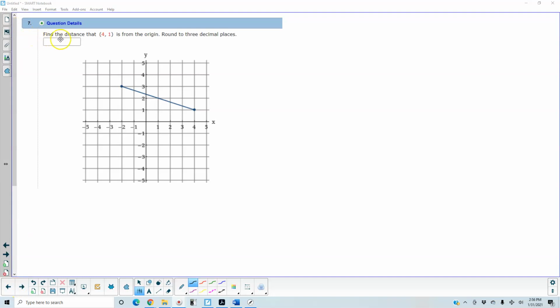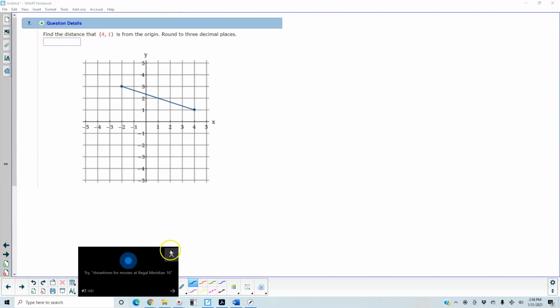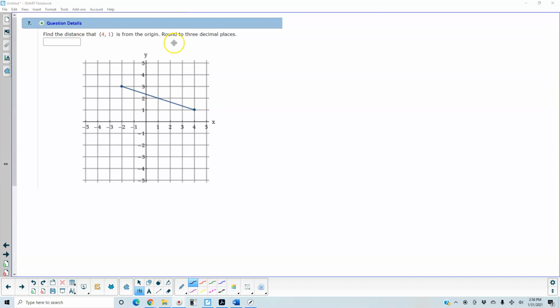Okay, in question number 7, it says find the distance that (4, 1) is from the origin and then round it to 3 decimal places. So where is the origin located? Well, we know that the origin is here, which is (0, 0). And what we want to do is find the distance from this point to (4, 1), according to the question.